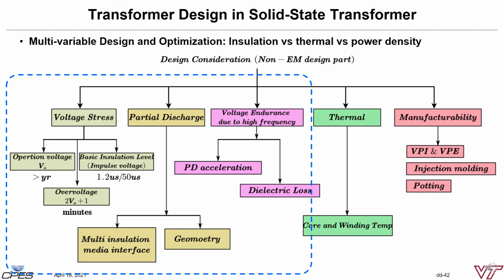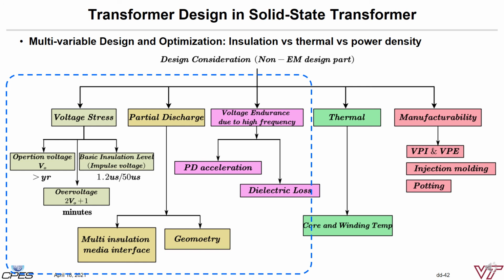The third one presents the most challenging aspect. It is called the basic insulation level, or impulse voltage level. It usually follows a 1.2 microsecond, 50 microsecond pulse voltage profile, and the transformer has to withstand that without any breakdown failures. For a 13.8 kV medium voltage application, the BIL level has to reach over 95 kV.